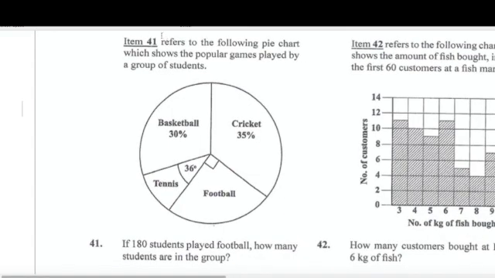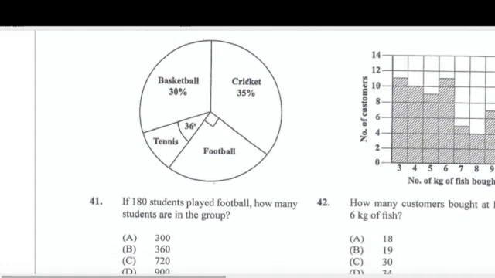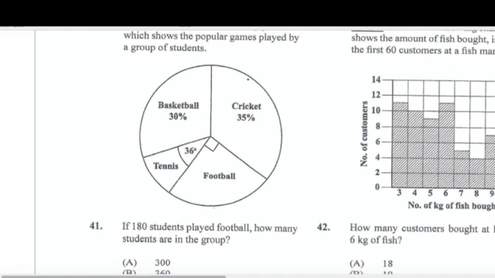Okay, so item number 41 refers to the following pie chart, which shows popular games played. So I could see there tennis is 36 degrees. So 36 over 360, that is 1/10. So this is 1/10 of the entire circle.